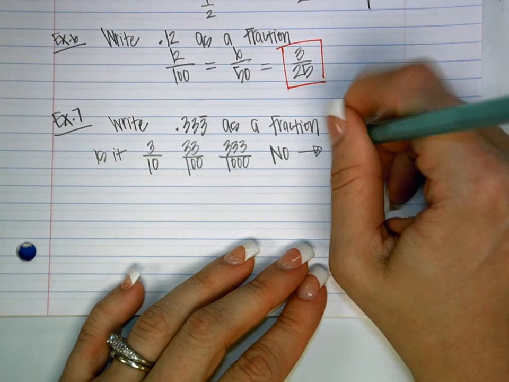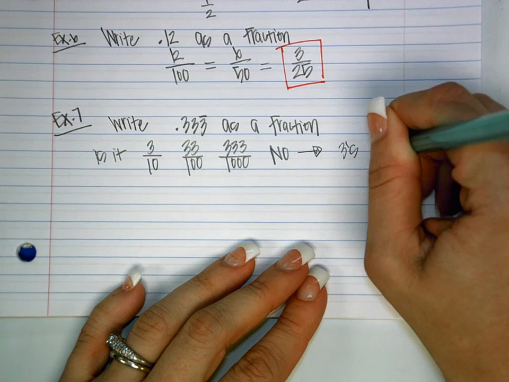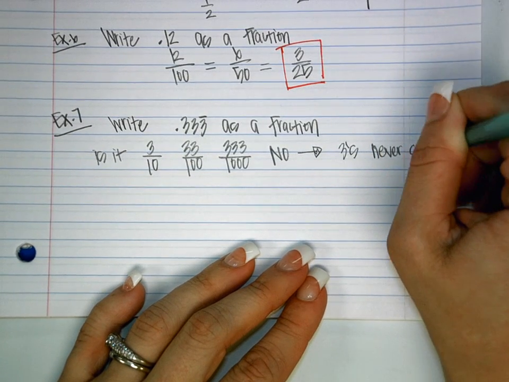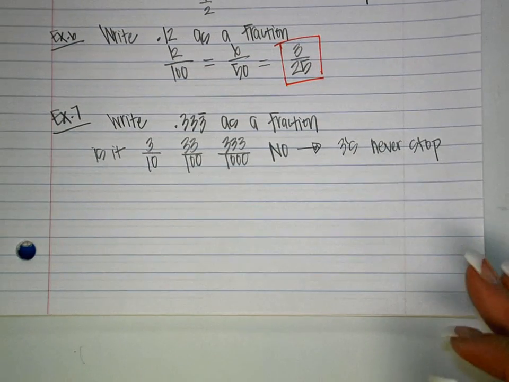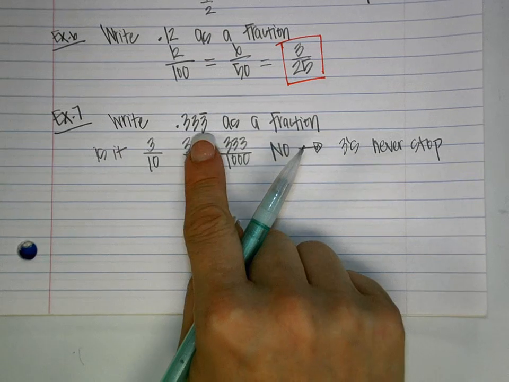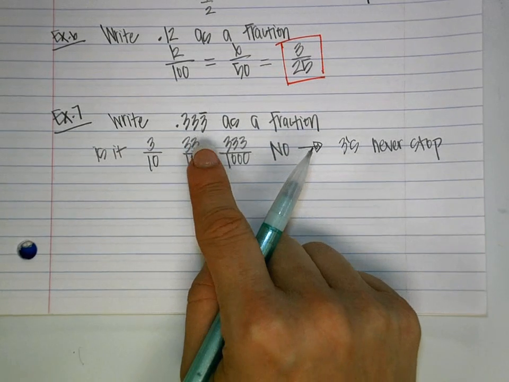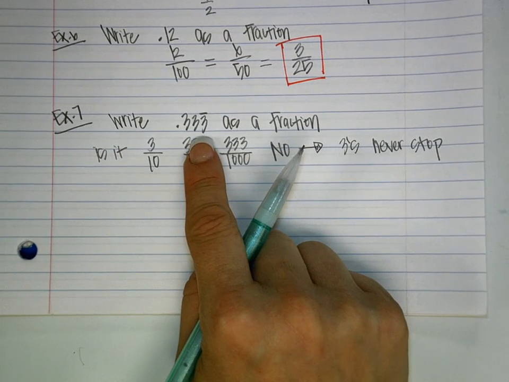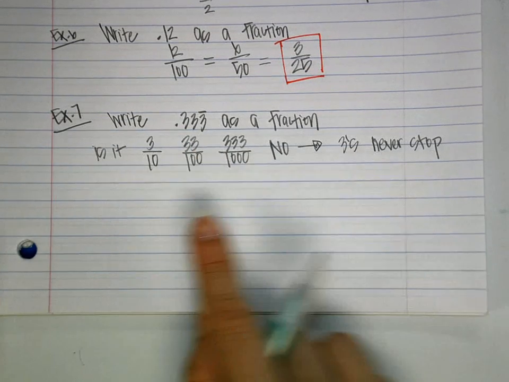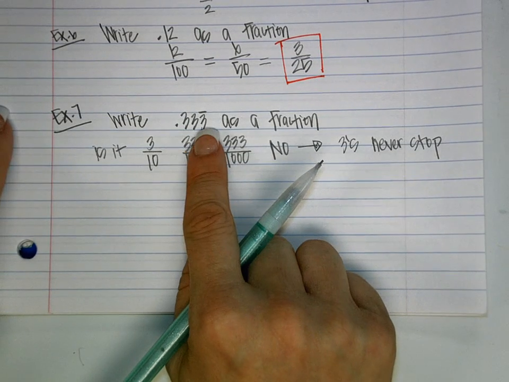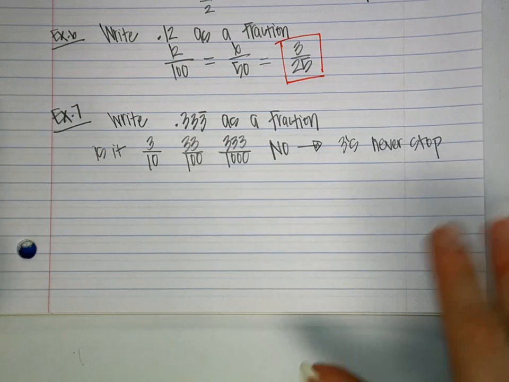The 3's never stop. So I'm going to show you how to prove to me that this is 1/3. Most of you know it's 1/3 because if you've ever done 1 divided by 3 on a calculator, you've seen this written before. But I want you to prove to me why. You're not actually going to be showing me 0.333 as a fraction on a test, but you are going to have other ones. I'm going to show you how to prove why.